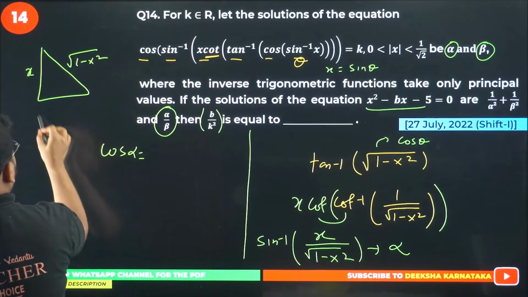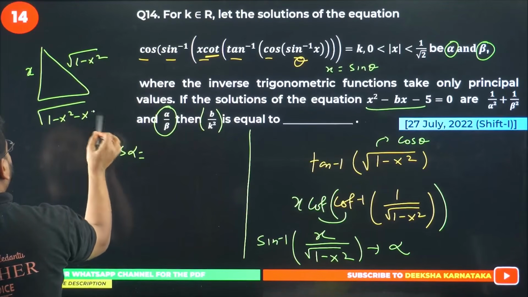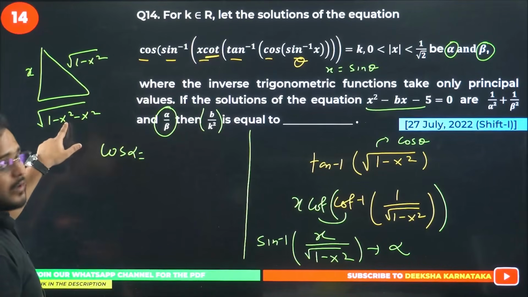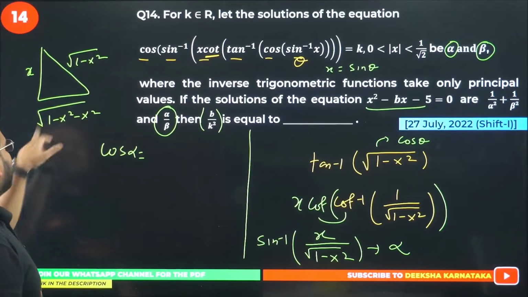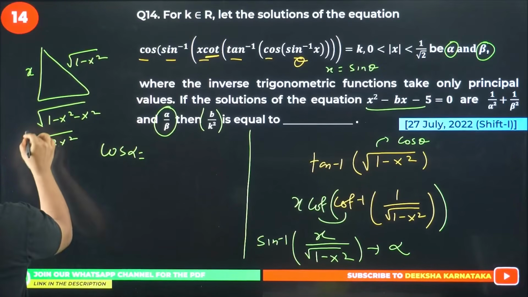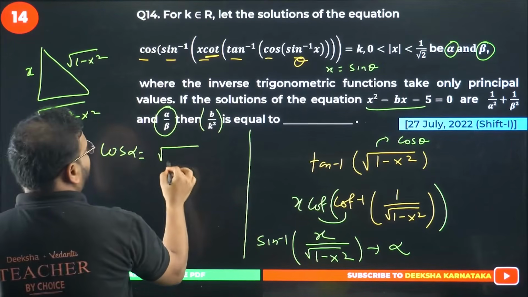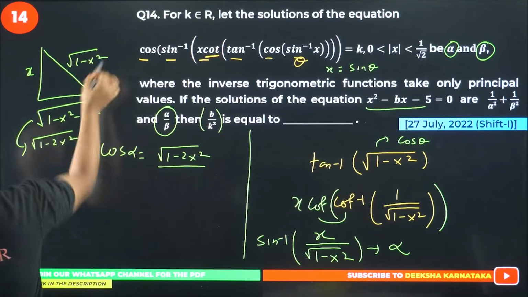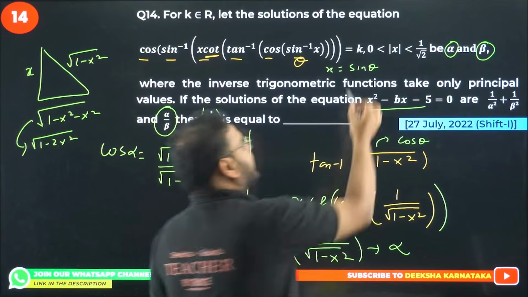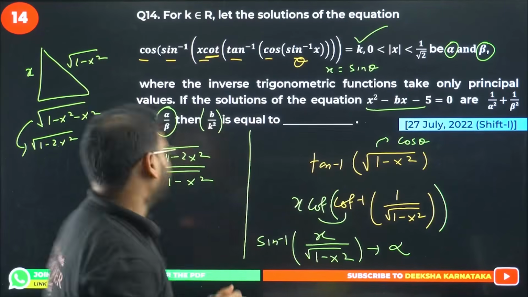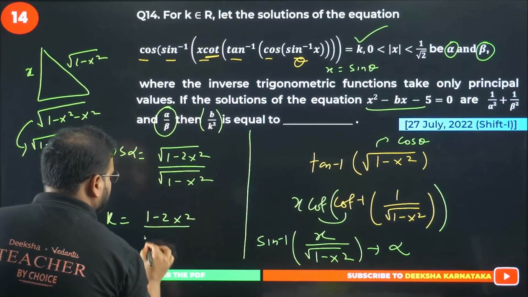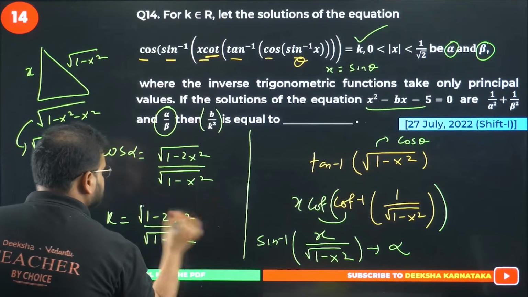So this part will become 1 minus x square minus x square. Correct? Right? The square of the hypotenuse is 1 minus x square, minus the square of this term, which is x square, and the whole thing inside the root. So basically this is coming as root of 1 minus 2x square. This part only. So cos alpha will become root of 1 minus 2x square upon the hypotenuse, which is nothing but root of 1 minus x square, and this is given as k. So put that k over here: k equals root of 1 minus 2x square upon root of 1 minus x square.